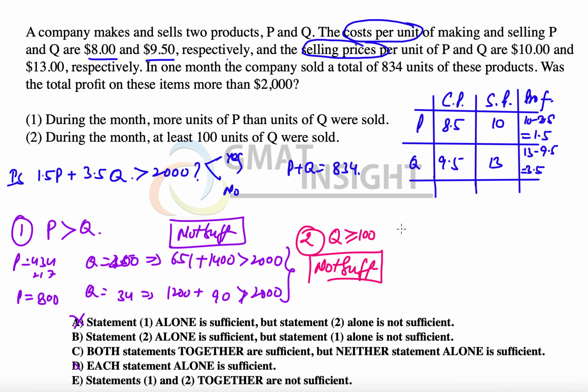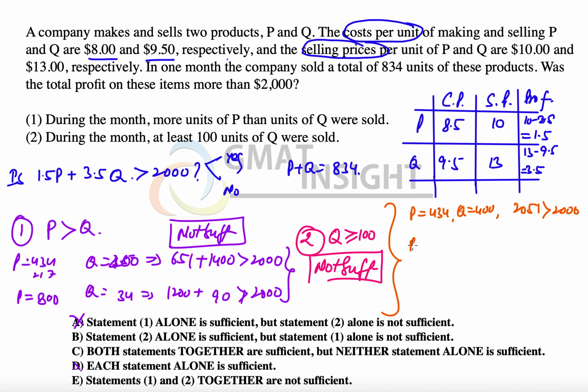Let's quickly do the calculation after combining the two. After combining the two, one case we can still take is the first case that we took. That means if P is equal to 434 and Q is equal to 400, then the total profit is equal to 2051, that is greater than 2000.